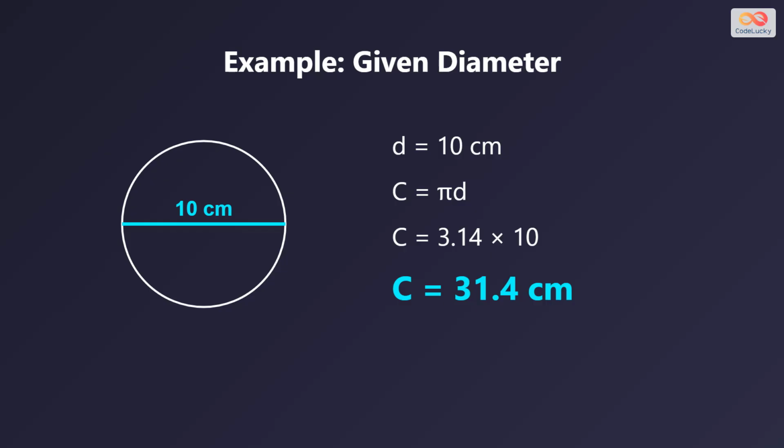Let's try an example. Suppose we have a circle with a diameter of 10 centimeters. Using our first formula, we multiply pi, which is 3.14, by 10. This gives us a circumference of 31.4 centimeters.